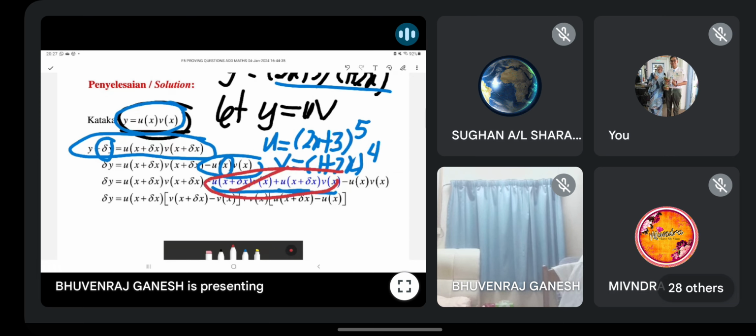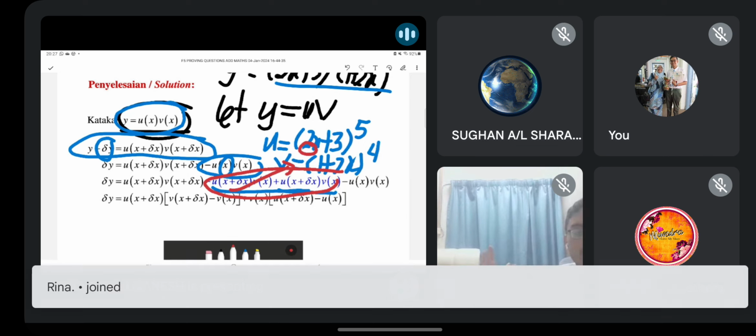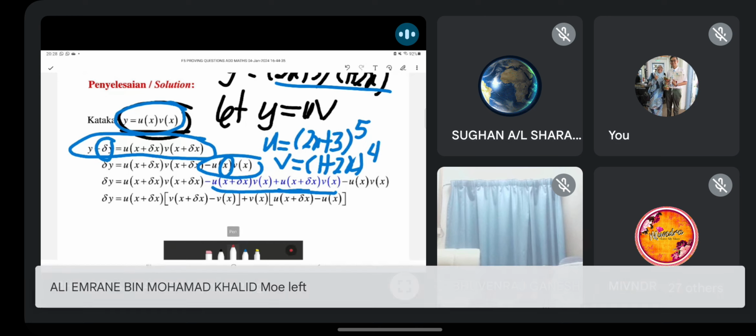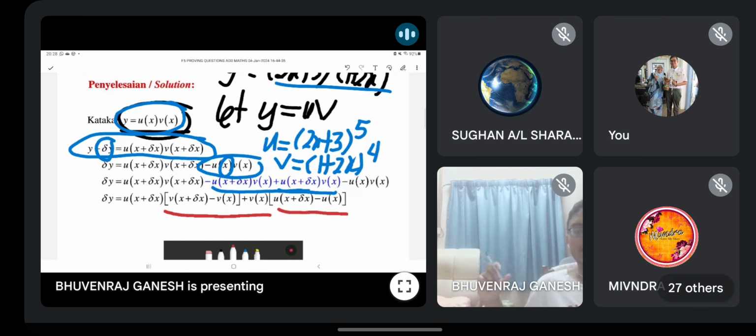This value is actually 0. This total value is 0. But why they add this is because they want to factorize. The reason they add this is because of factorization purpose. You can see over here, this part. Can you see? They want to separate into 2 brackets. That's why they add this blue color part so that they can factorize outside.